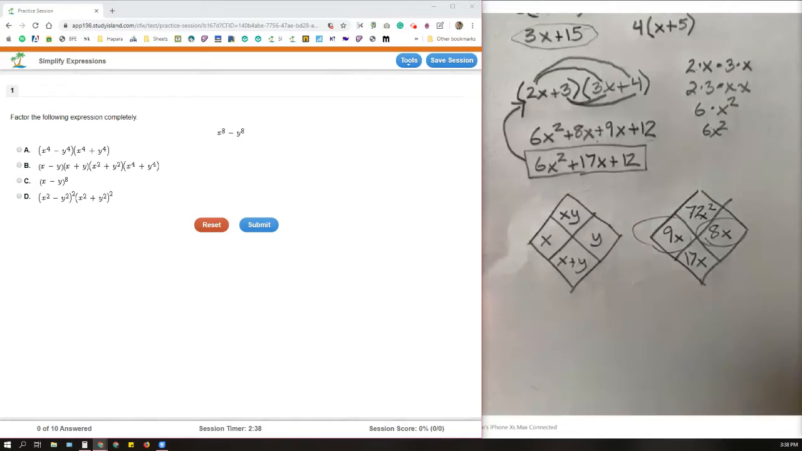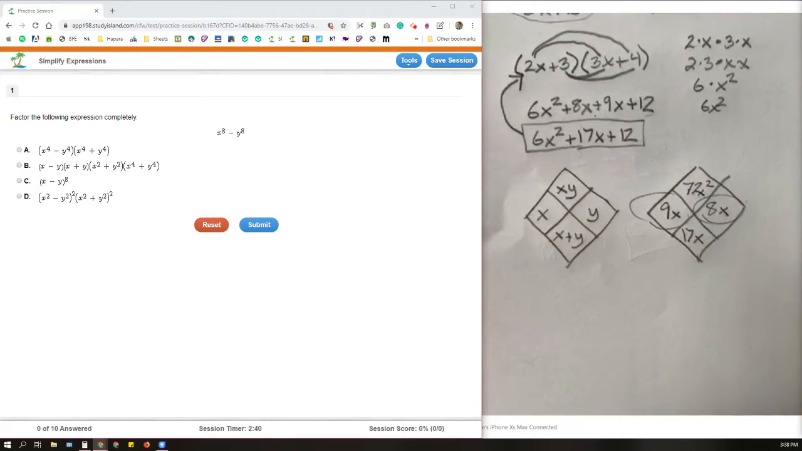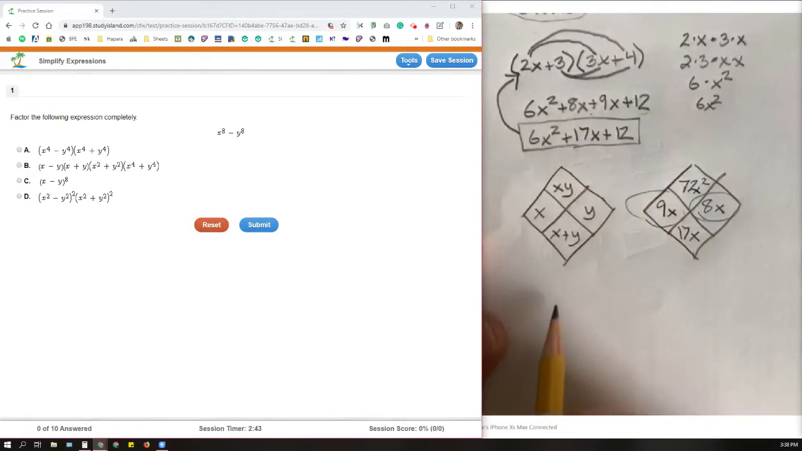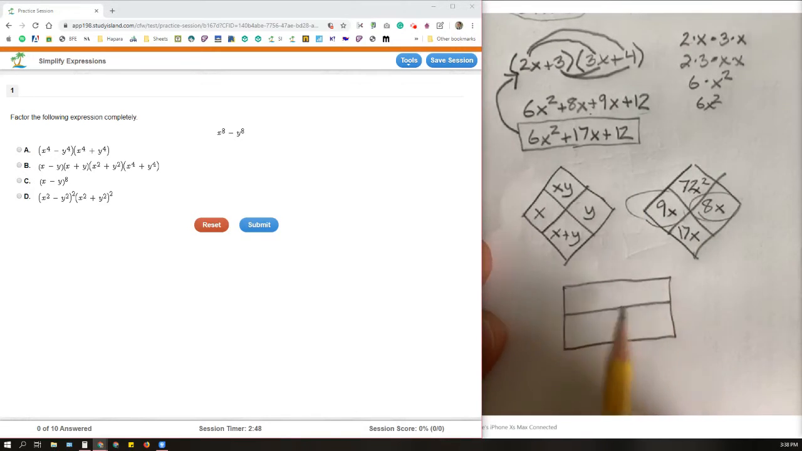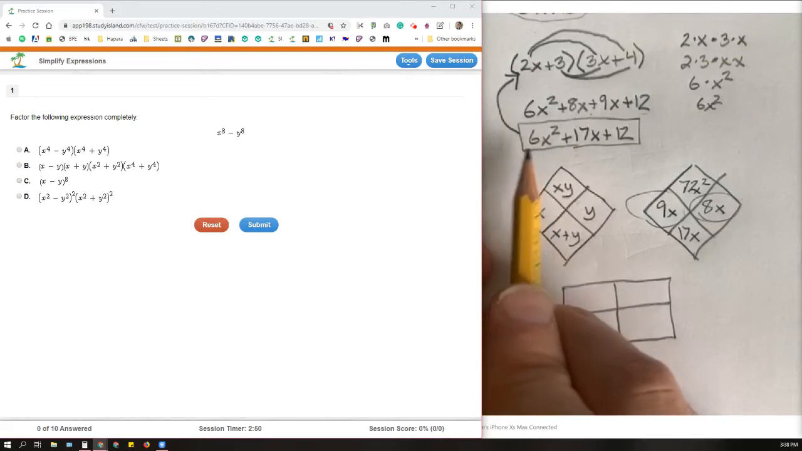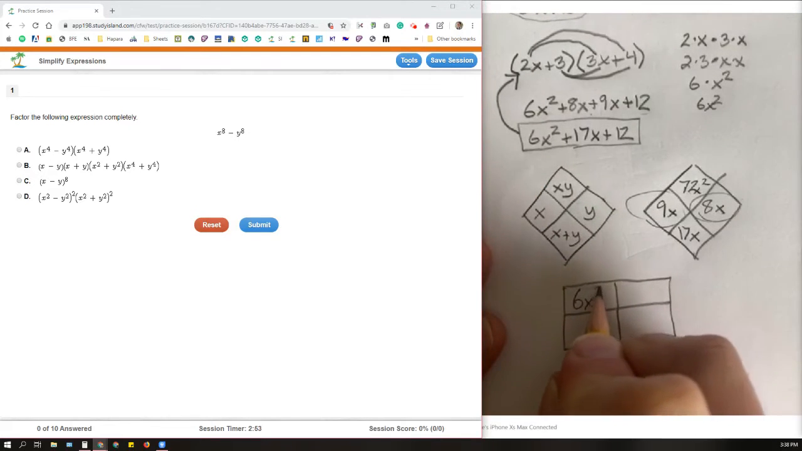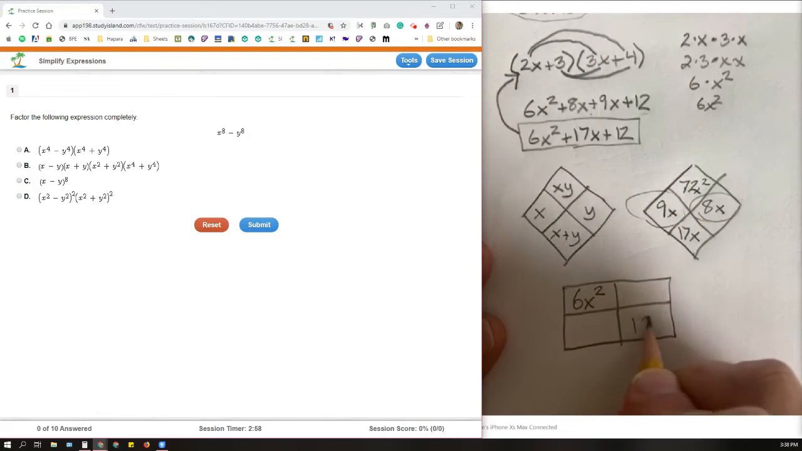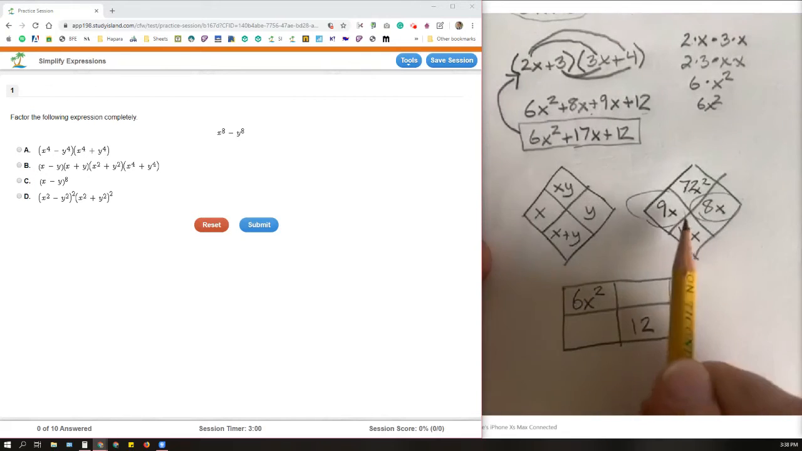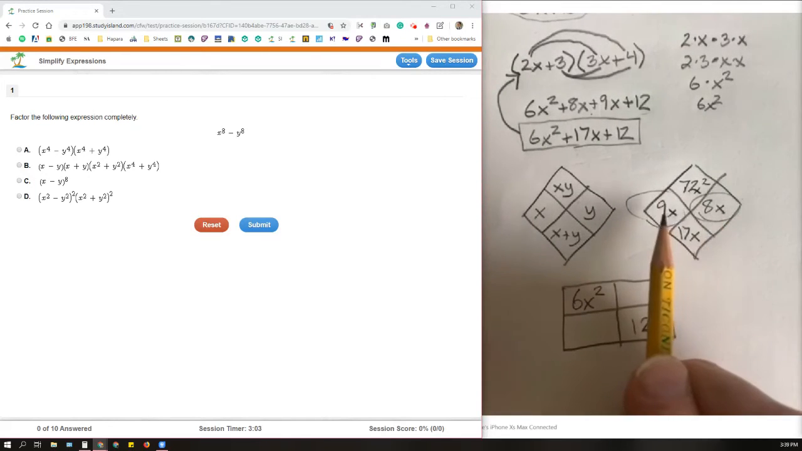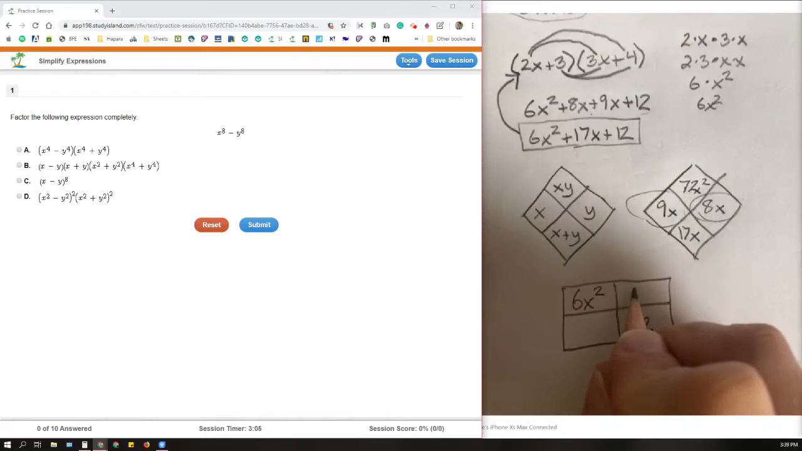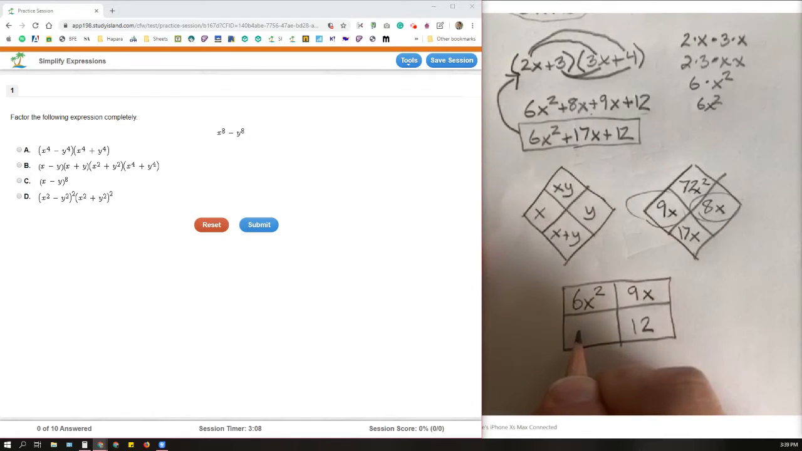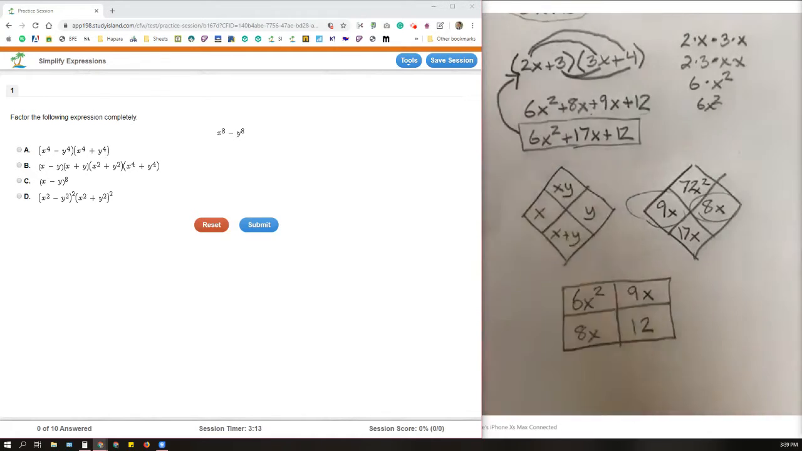All you have to do is take your 9x and your 8x, and then take your first term and your last term and do the following. I'm going to draw a 2x2 box. I'm going to place my first term, which was 6x squared, in this part of the box, in this little window. I'm going to take my last term, which was 12, and put it in this part, in that window. And now I'm going to take the two things that I just came up with here, the 9x and the 8x, and I'm going to put them in the other two windows. It doesn't matter which one's which. So I put 9x in the upper right and 8x in the bottom left. You could have flip-flopped those. It doesn't matter.